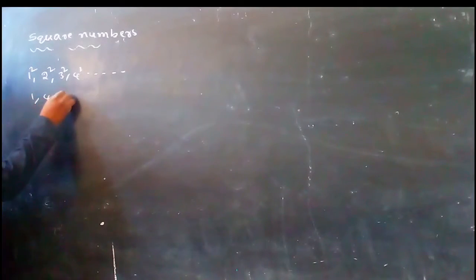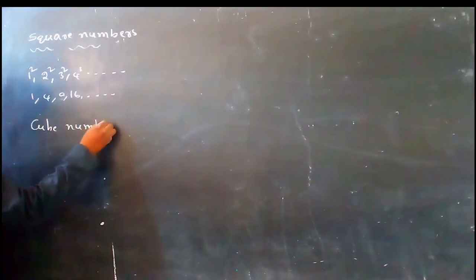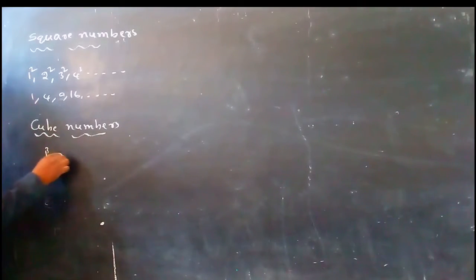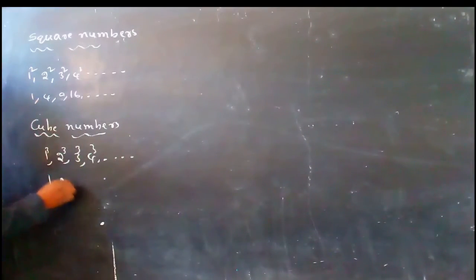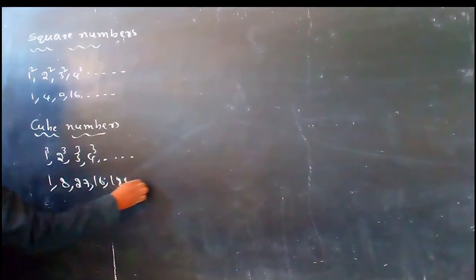Square numbers: 1 square, 2 square, 3 square, 4 square, and so on. It is nothing but 1, 4, 9, 16, and so on. Cube numbers: 1 cube, 2 cube, 3 cube, 4 cube, and so on. It is nothing but 1, 8, 27, 64, 125, and so on.